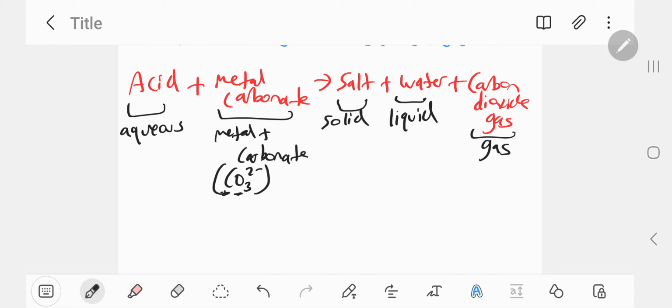Here is a memory device I've been using over the years to know what the products are. She went crazy. S for salt, W for water, C for carbon dioxide.